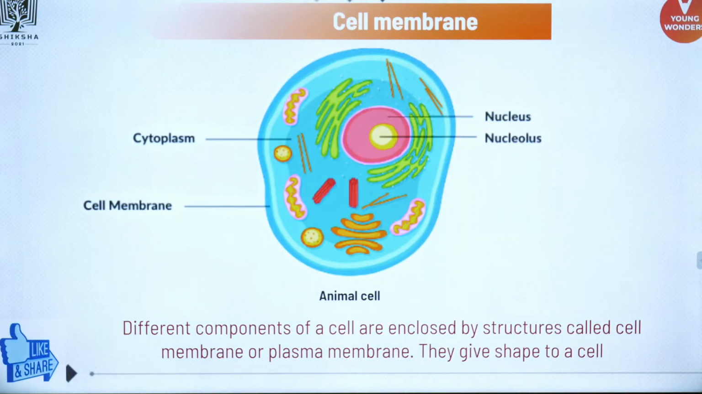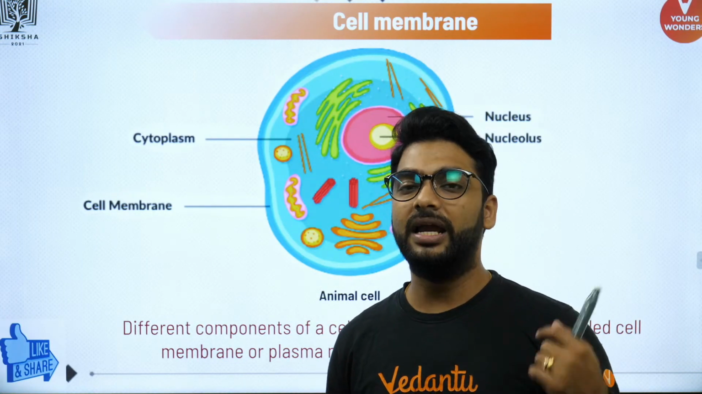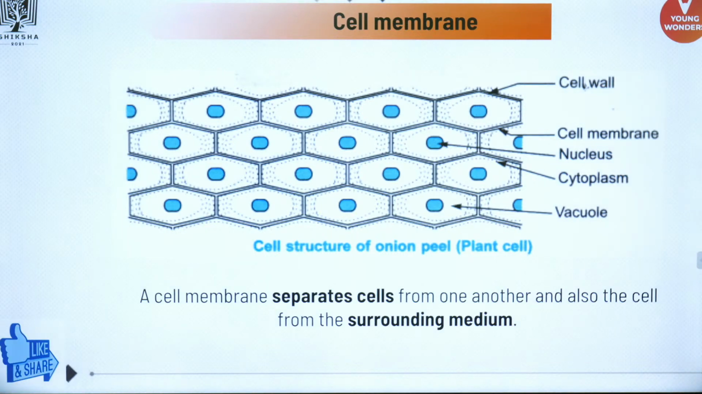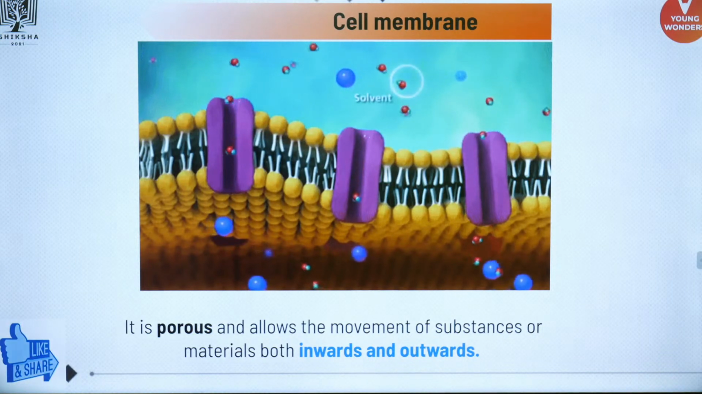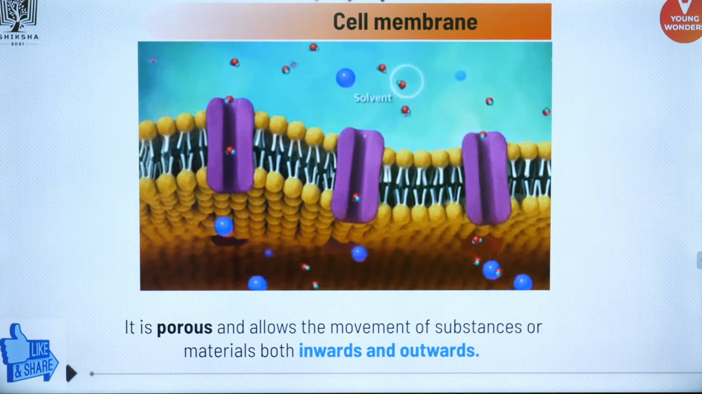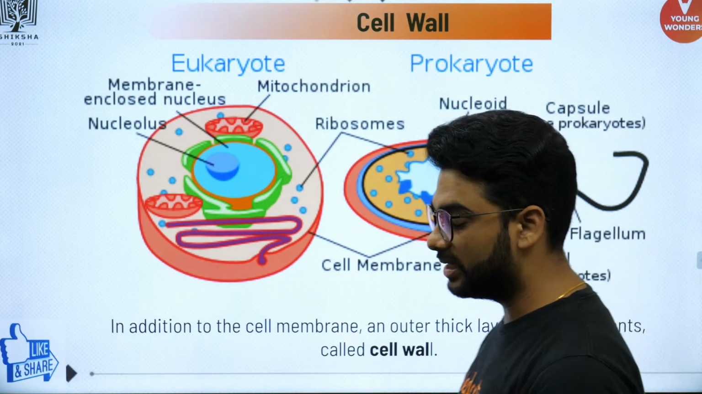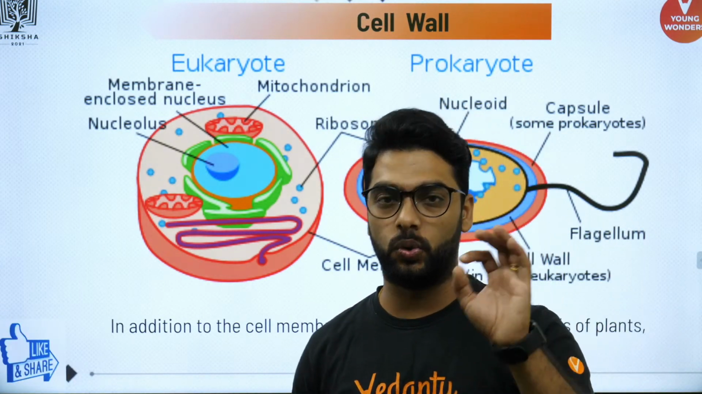Okay? So the cell membrane is semi-permeable. It's a semi-permeable layer. It is also called the gatekeeper of the cell. Now, the cell membrane separates the cell from one another and also the cell from the surrounding medium. It is made up of proteins and lipids, and it is semi-permeable.